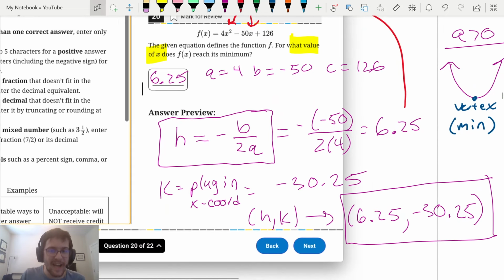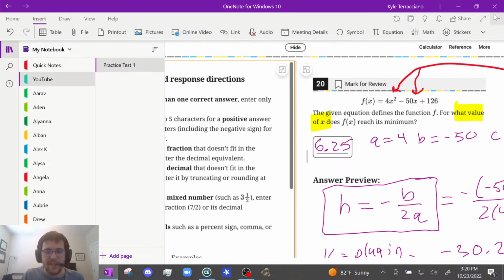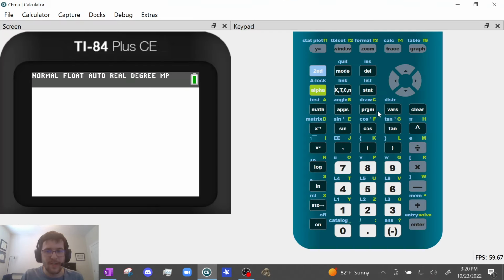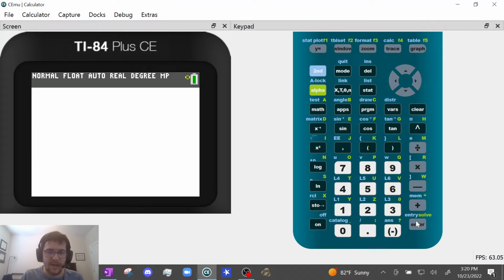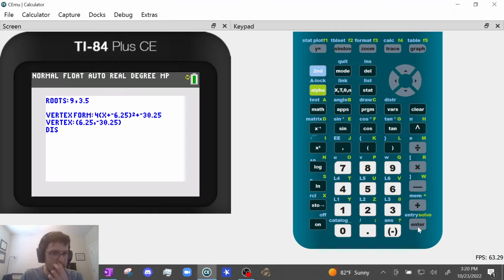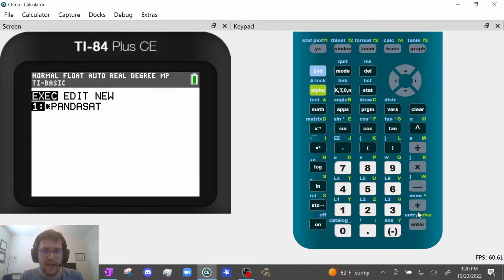Now I'm going to be honest once again. You can get calculator programs, even on non-CAS calculators, that can do these questions very easily. So you don't even really need to know how to do it, at least for this question. So I'm going to go into the Panda SAT program, and I'm going to go to quadratics, and I'm going to go to standard form, and I'm going to type in 4, -50, and 126. And you see, it tells me the vertex is 6.25 comma negative 30.25. So the answer is 6.25. So you see, I really didn't even really need to do anything.